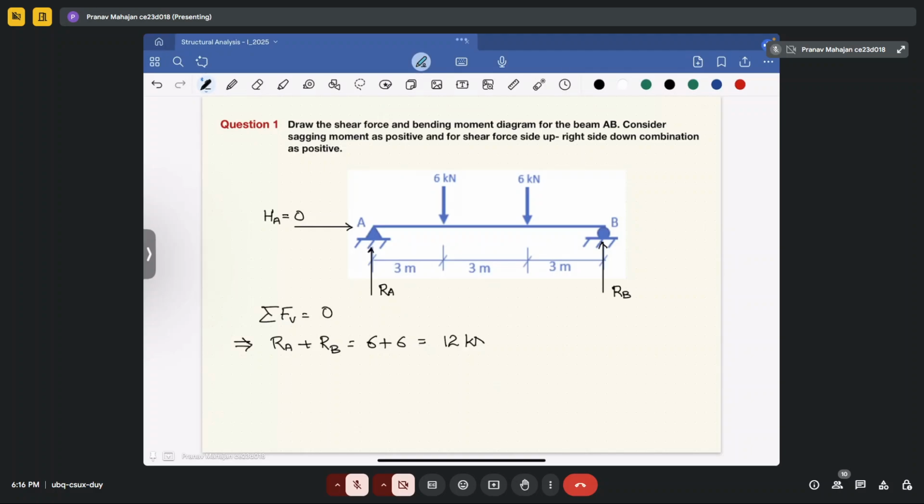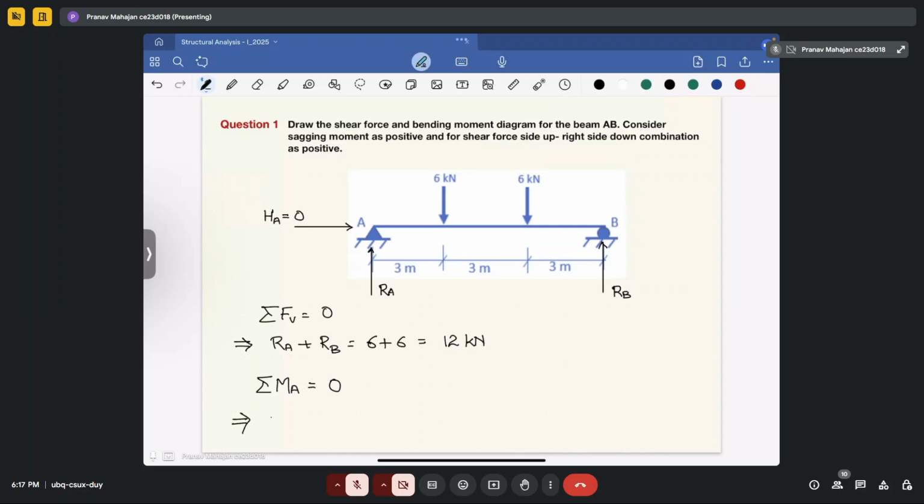So now you have two unknowns. You are required to solve the problem. How will you do it? You will use another equation, that is summation of moment about point A equal to 0. You can use any of these. We can also use summation of moment about point B equal to 0. So what you will get in this, take clockwise moment as positive and anti-clockwise moment as negative.